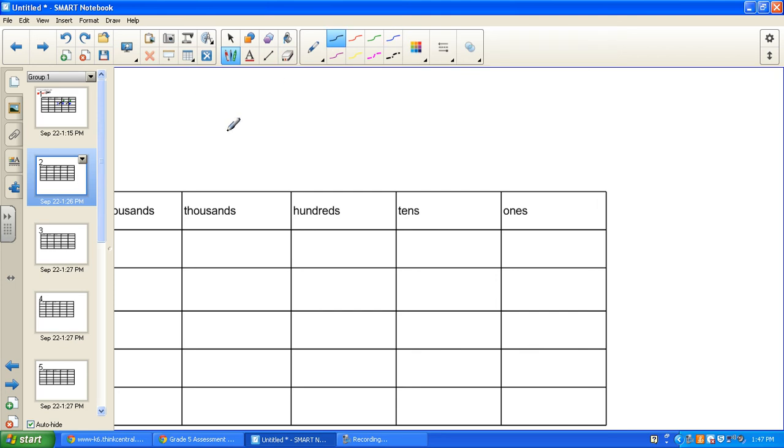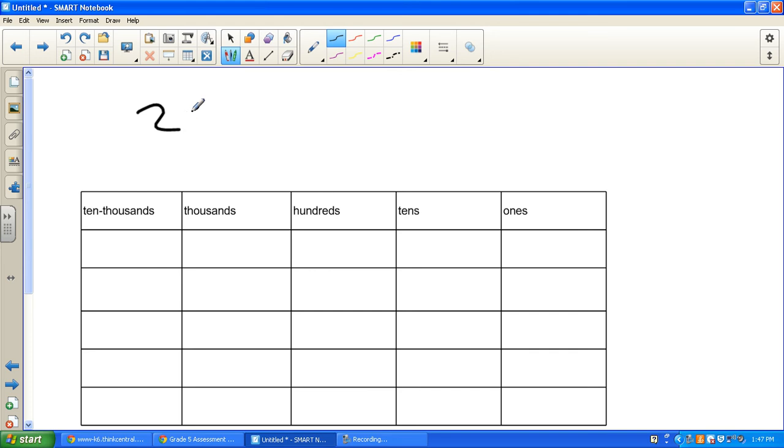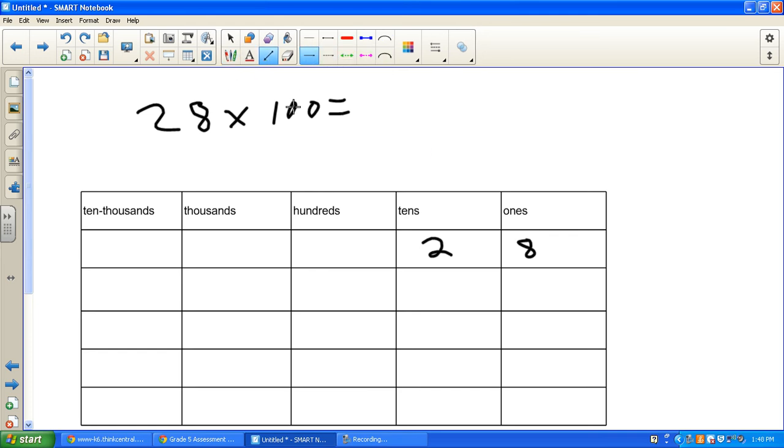This time the problem we're going to try is 28 times 100. So we could do that traditionally over here, where we take our time and we do each number one at a time, or we can try moving it. So I'm going to put a 2 in the tens column, an 8 in the ones column, and now let's push it. So how many zeros do we have here?